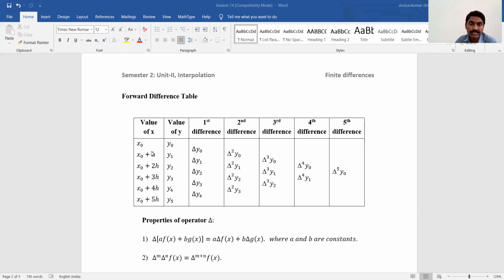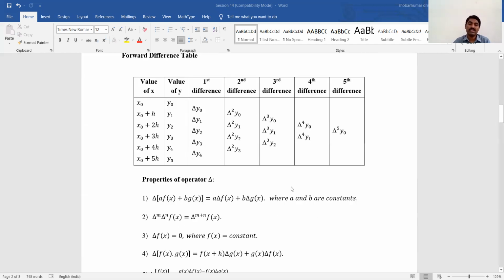Here, the xi's are called arguments, the y's are called entries, and delta y0, delta 2y0, delta 3y0, delta 4y0, delta 5y0 are the leading forward differences. These are very, very important. These are the forward leading differences.